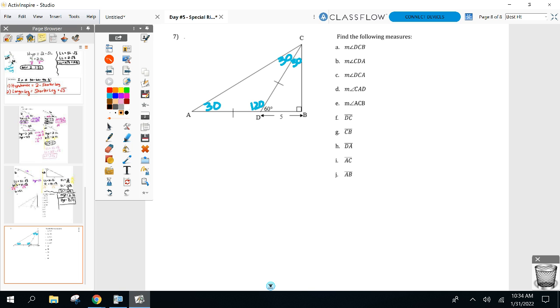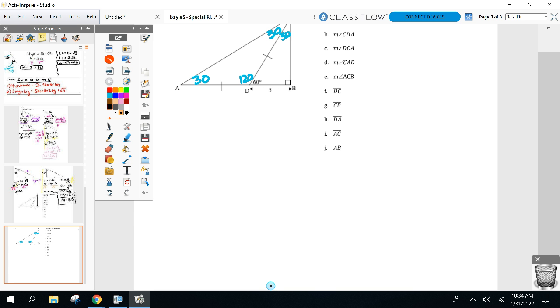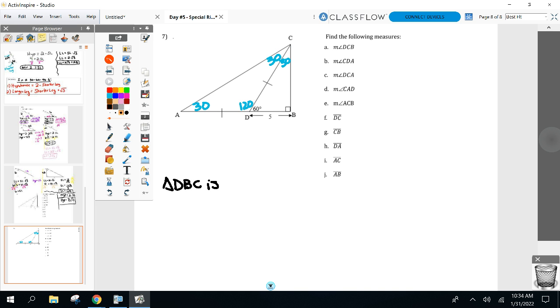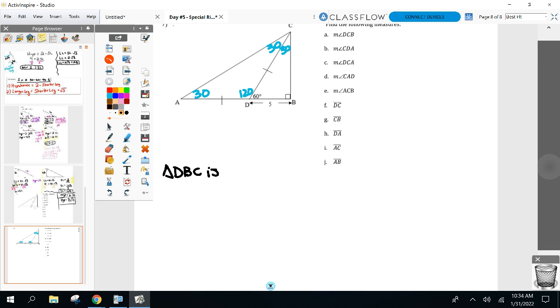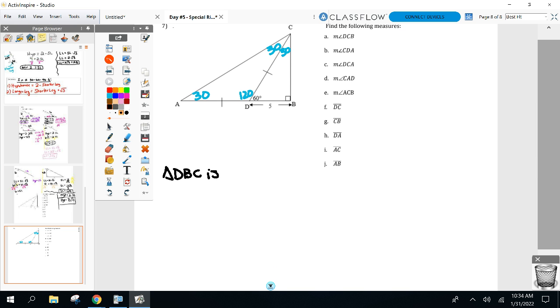One special right triangle that you see: DBC. What type of triangle is it? What type of special right triangle is it? Just name it by its degree measures, remember. DBC. 90, 60, 30. 30, 60, 90, yep.